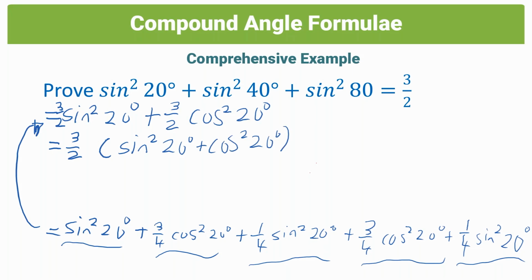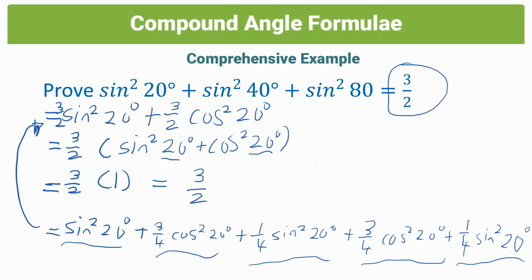Why? Because sine squared and cos squared of the same angle, we can use the Pythagorean identity and replace that with a 1. So that gives us 3 over 2 times 1, which equals 3 over 2. And this was our goal. So we've solved the question, and 3 over 2 is our final answer, as it's our right-hand side.